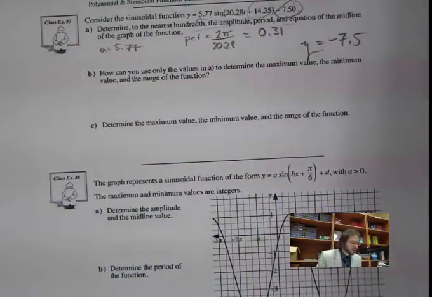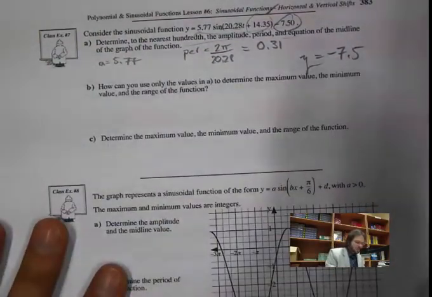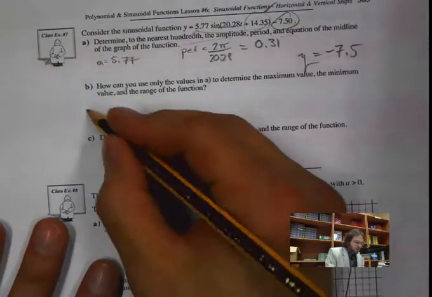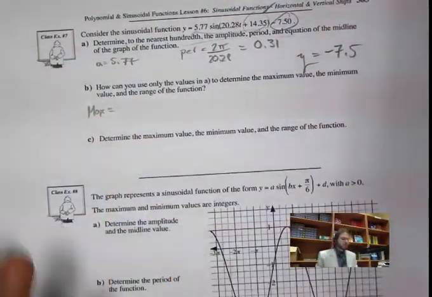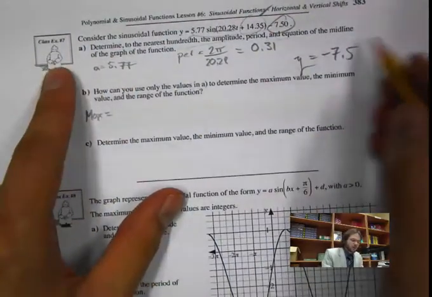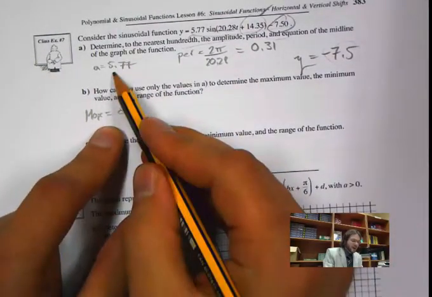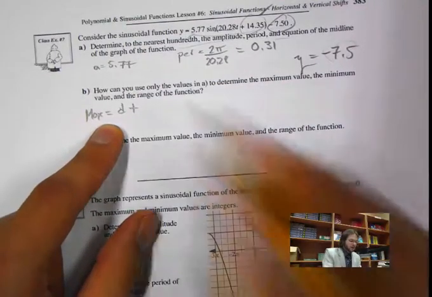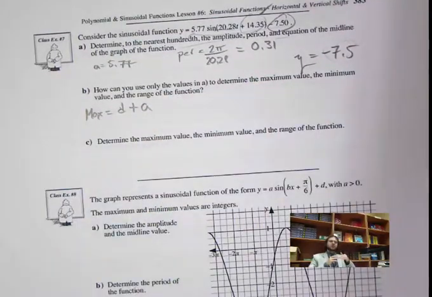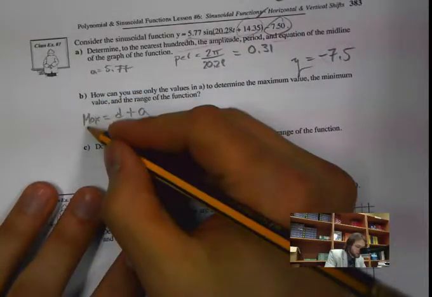B. How can you use only the values in A to determine the max and minimum values? Well, basically, all I have to do is this: my max is equal to my midline, which is D, and then we have to add our amplitude, because the amplitude tells you how far away you are from the midline. The maximum you could go above, and the minimum you could go below. So my min is going to be D subtract A.